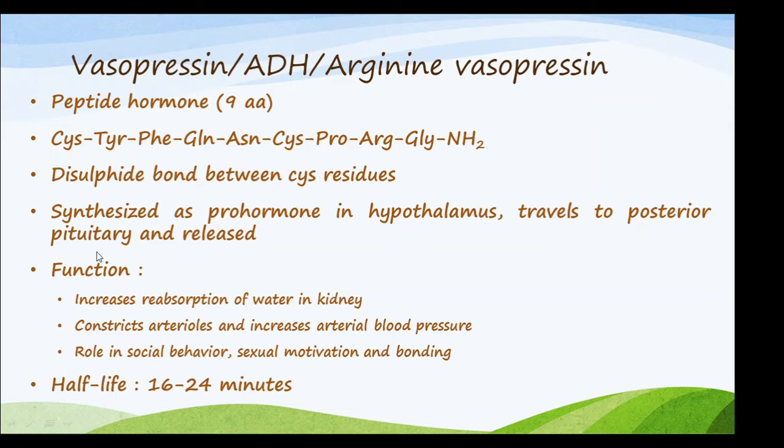The function of vasopressin is to reabsorb water in the kidney. It can constrict arterioles, thereby increasing the arterial blood pressure. And it's also important in social behavior, sexual motivation, and bonding. The half life is 16 to 24 minutes.